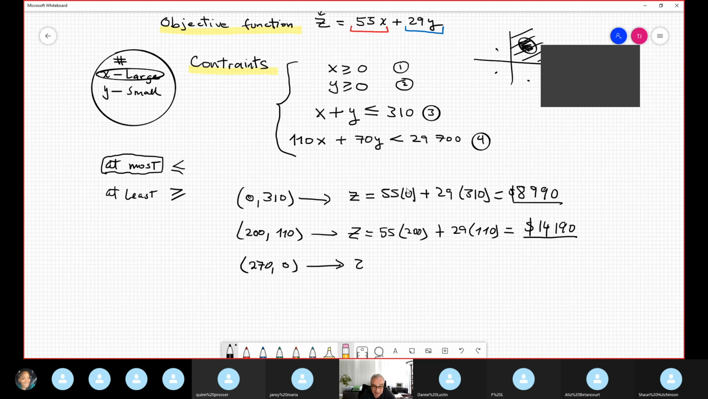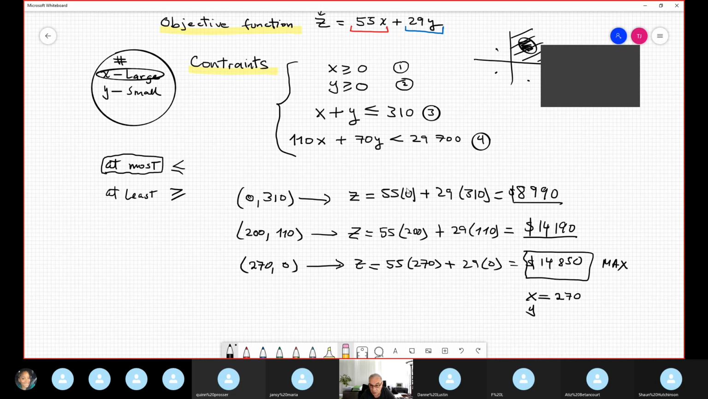And another possibility is sell only large, no small. 55 multiplication by 270 plus 29 times 0. When I put in the calculator, it's close, but no equal. It's 14,850. It's obvious that this is the maximum value. This is the value that optimizes the profit, and this occurs at the point X equal large 3 and no small 3. It's to sell small. This is the idea. Surprise. This is the magic of the linear programming problem.